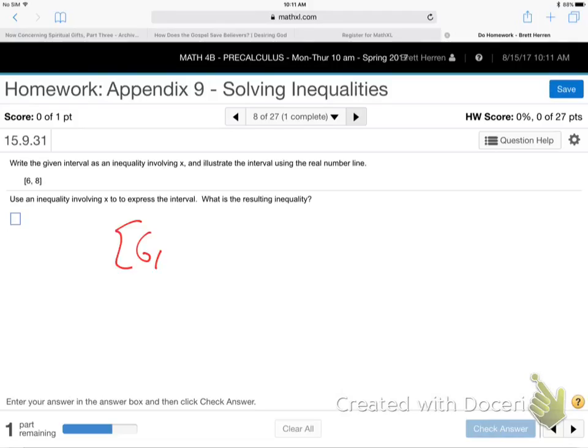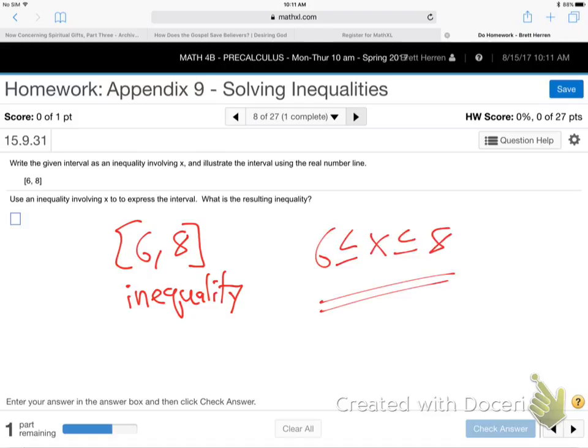Number 8. So we have 6, 8. So they want you to write an interval. Oh, no, inequality. They want you to write an inequality, meaning x greater than, less than. See if you can do that. Turn that interval notation into an inequality. Give you a second. How we doing? Did you get that? Is that good?